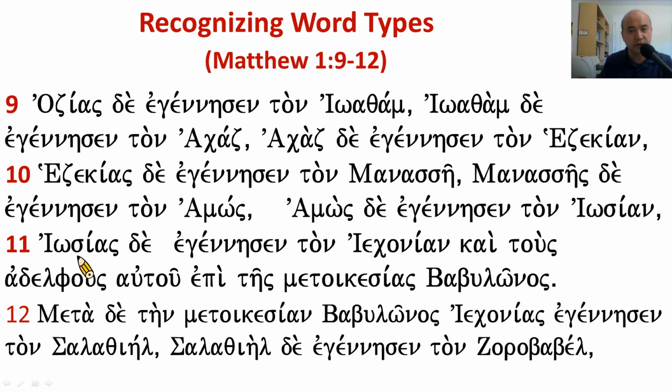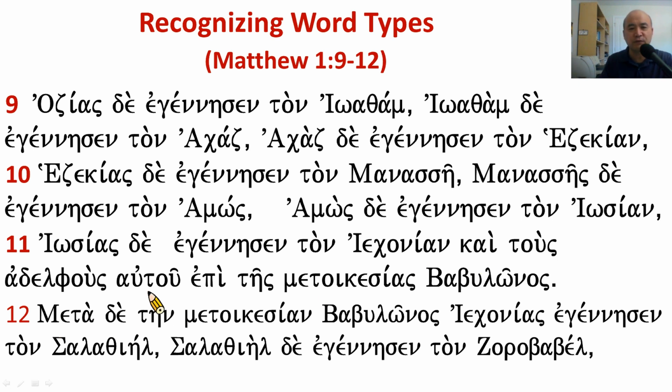Verse 11, Josias de egenisen ton Jechonian, up to here. And Josias gave birth to Jechonian. Now, the more you pay attention to different groups, types of words, for example, Josias, a noun, belongs to the noun group; de is non-inflectional; egenisen is a verb; ton is an article, the noun group; Jechonian is a proper noun, it belongs to the noun group. The more you pay attention to this, the easier it becomes to understand.